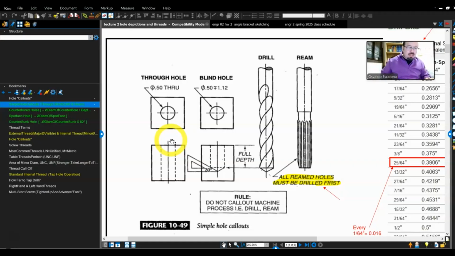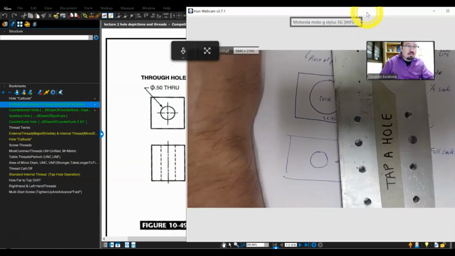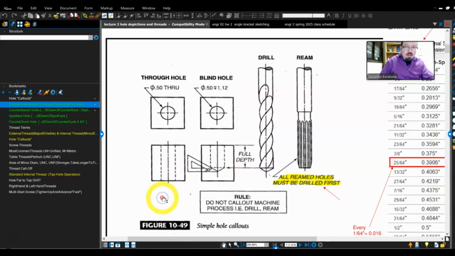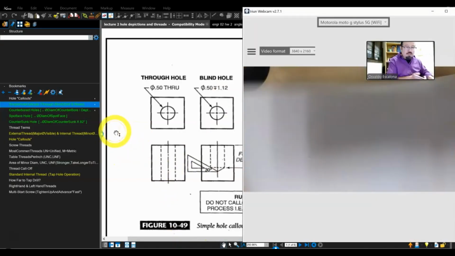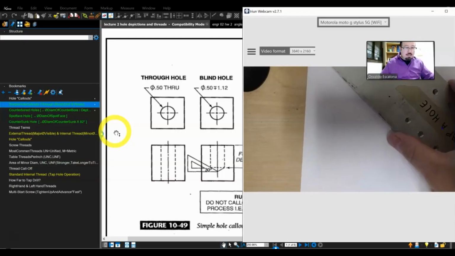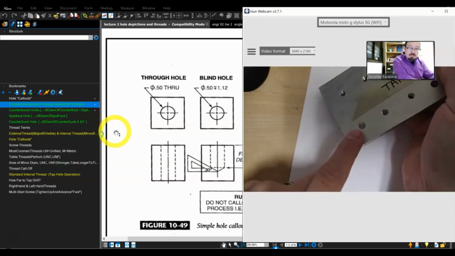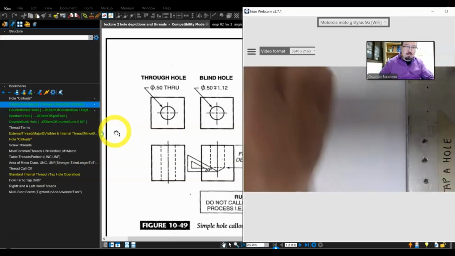The first one is called the through hole. Why do I call it the through hole? Because it's a hole that goes through. As you could see, here I have a piece of plate, and within the plate I have a hole. By the way, this hole goes all the way through. That's why you call it a through hole.